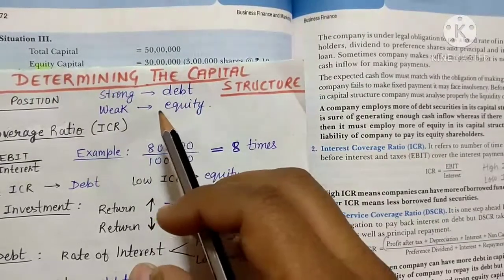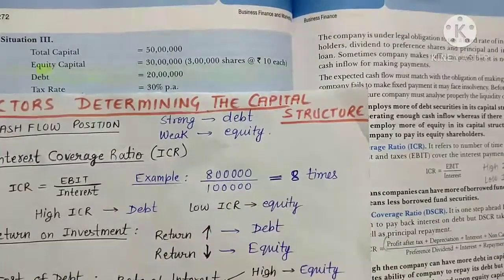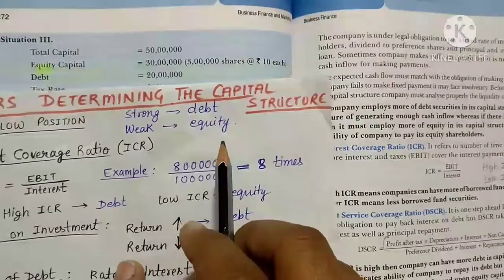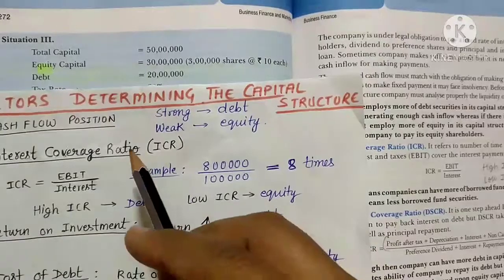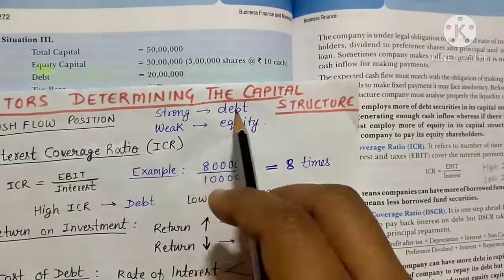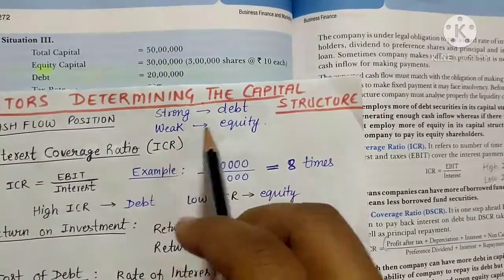They should take more debt. Okay, and if the cash flow position is not strong, it means there is a lack of cash flow in the company, then they should go for equity. So you have seen how the cash flow affects the capital structure. They should take more debt when the cash flow is strong. In the lack of cash, they should go for equity.